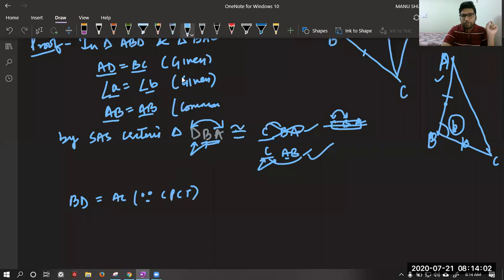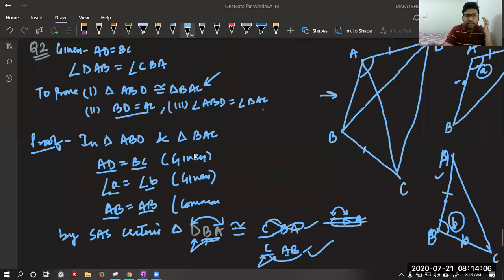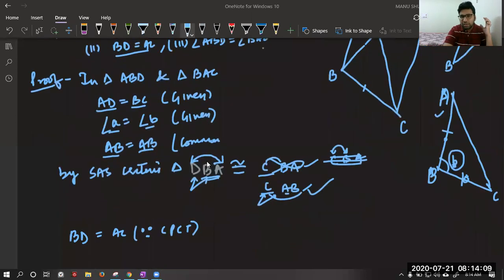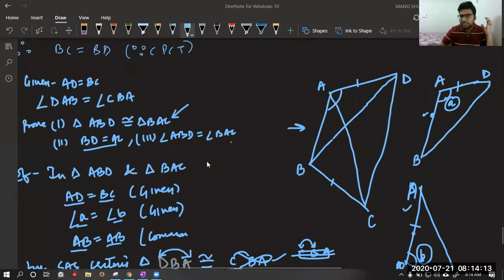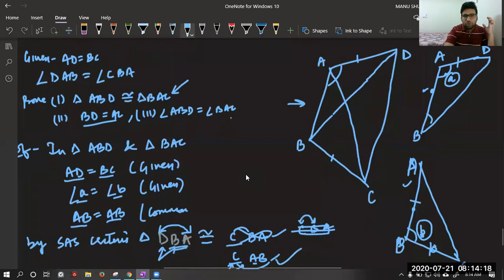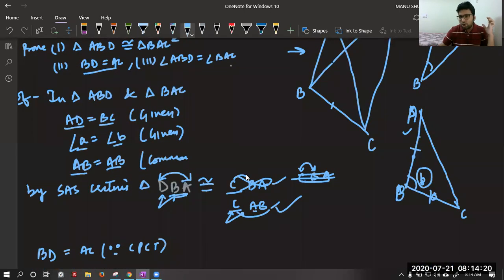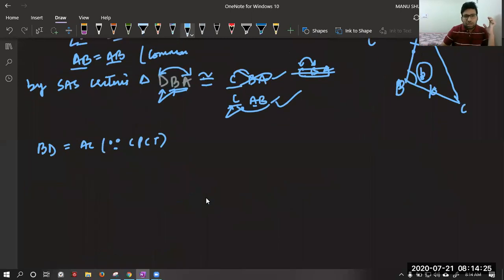And the third thing is angle ABD. Please see, we have to prove angle ABD, that is this angle ABD, is equal to BAC. That is this one. Also, they are equal by CPCT. Let's write angle ABD is equal to BAC by CPCT.